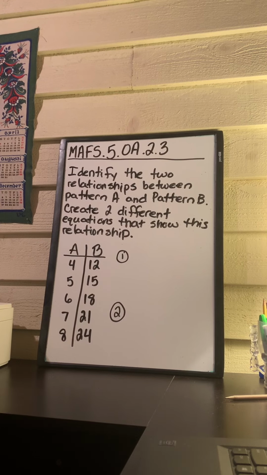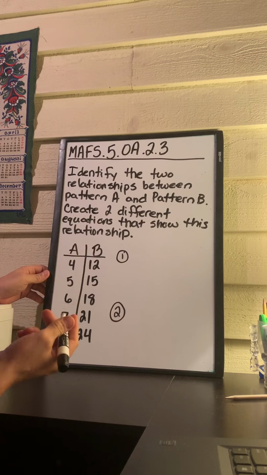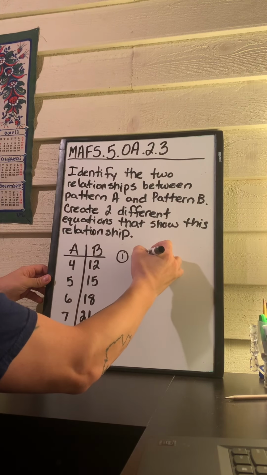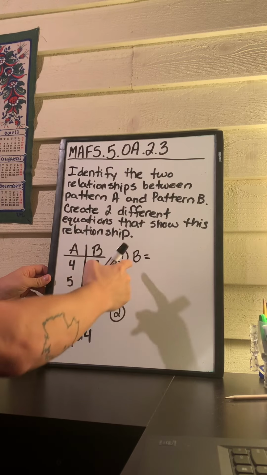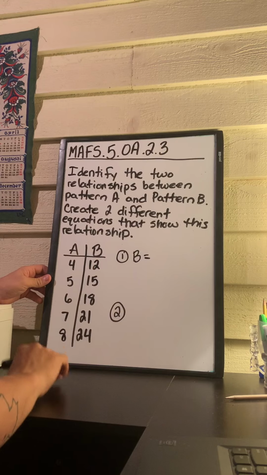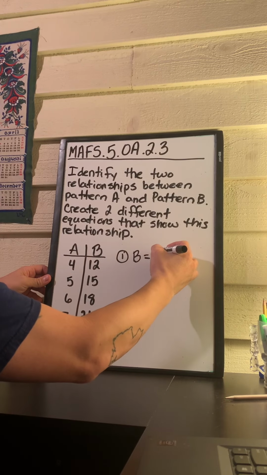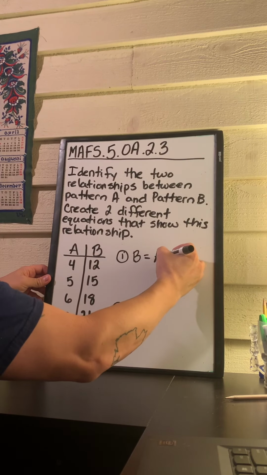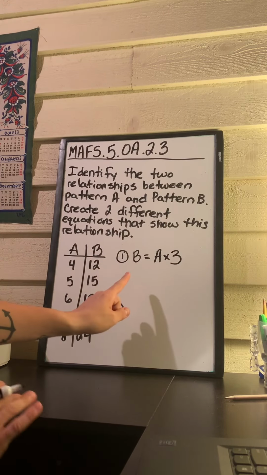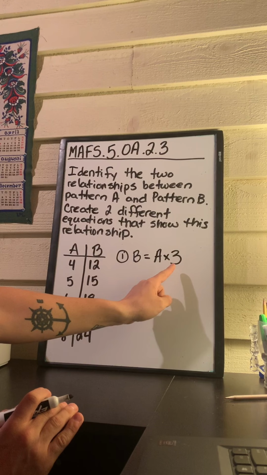Now, how do we write that in an equation? Because that's what we want. So first of all, I'm trying to get B. So what does B equal? Okay, so how did I get B? B is going to equal our A times 3. So that is going to be A times 3. Okay, so I get pattern B by multiplying A times 3.